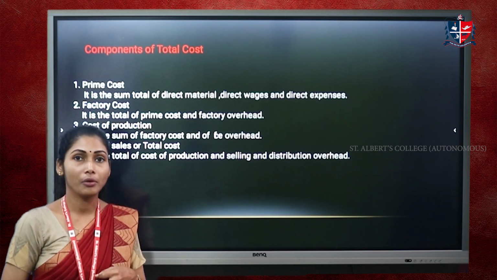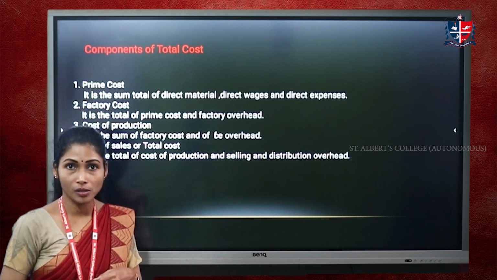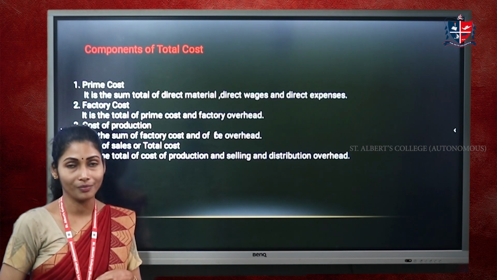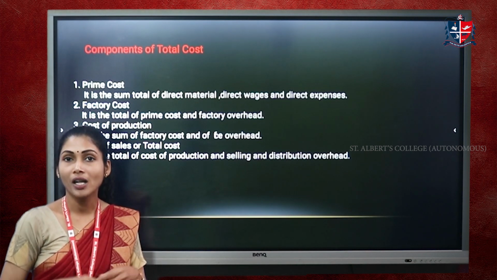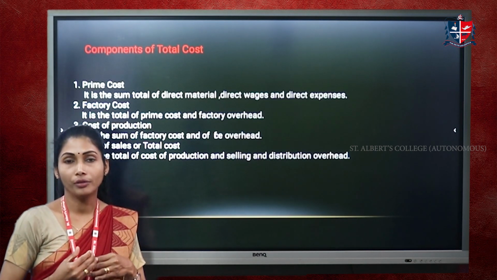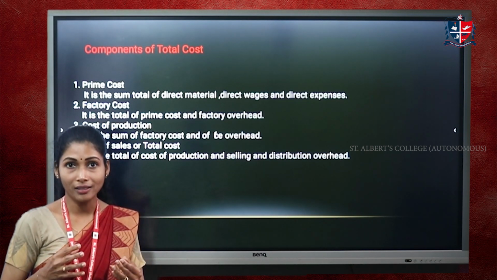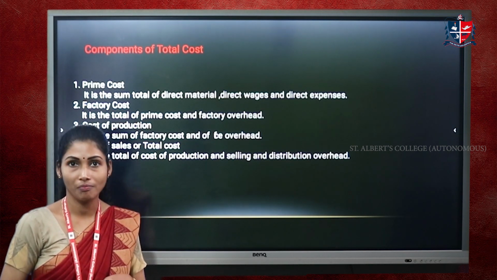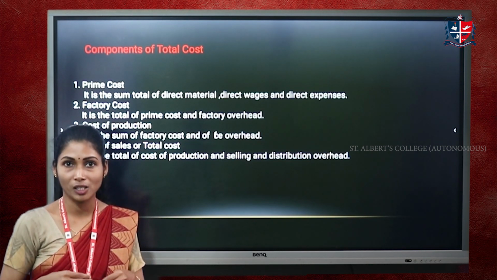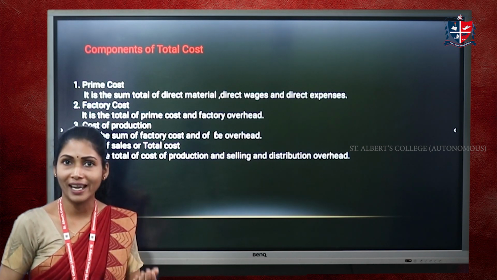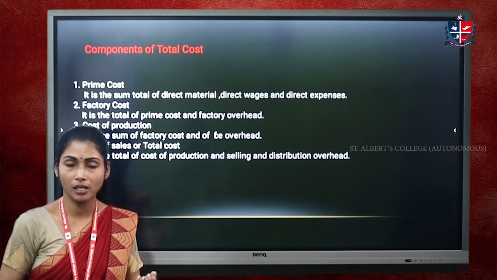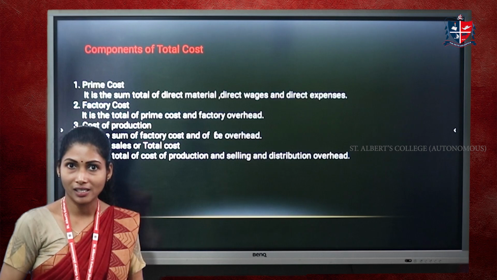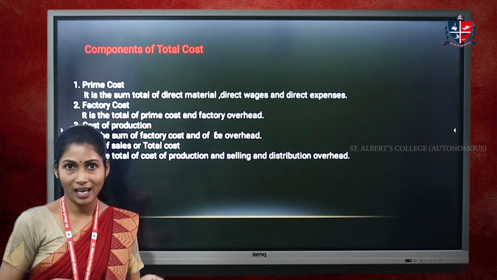Then another component is factory cost, which is also called work cost. Factory cost is the sum total of prime cost and the factory expenses. Factory expenses means factory related expenses such as factory lighting, factory depreciation, power, oil and wastage, etc. They come under this category.